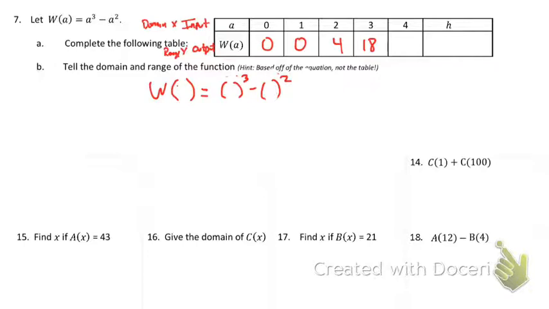So let's plug in 4. Now we have 4 times 4 times 4 minus 4 times 4. 4 times 4 times 4 is going to give me 64. And then 4 times 4 is 16. And we get a nice 48 if we do this correctly. So to the 4th power.